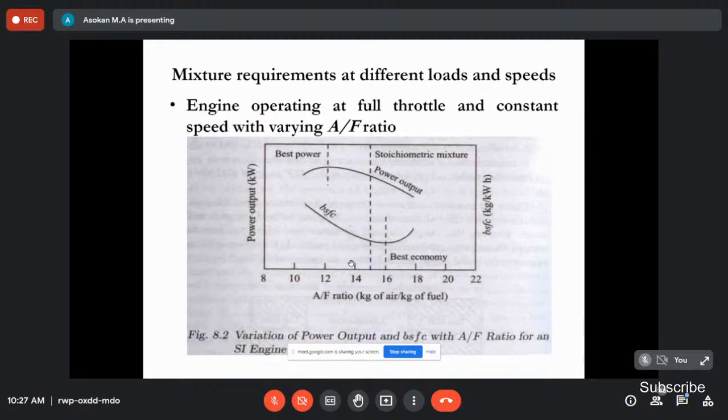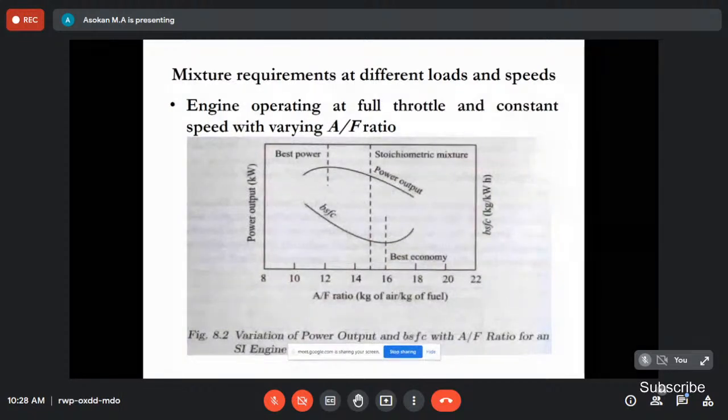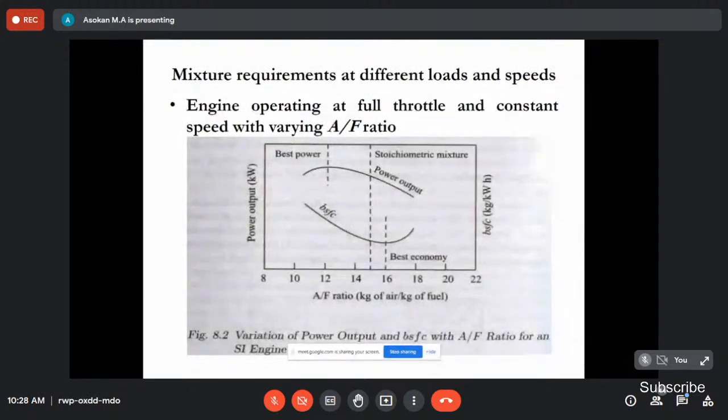When we want the maximum power, a rich mixture gives the maximum power because of the more fuel. It generates more heat, more combustion, and then it gives more power. But in the case of cruising speed, the fuel consumption is very low. We can get the average speed.